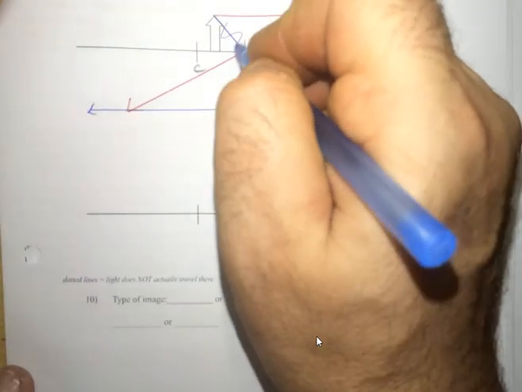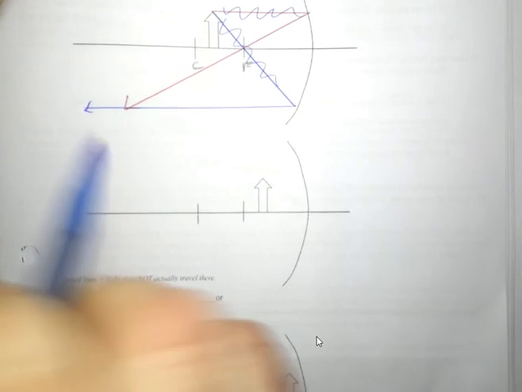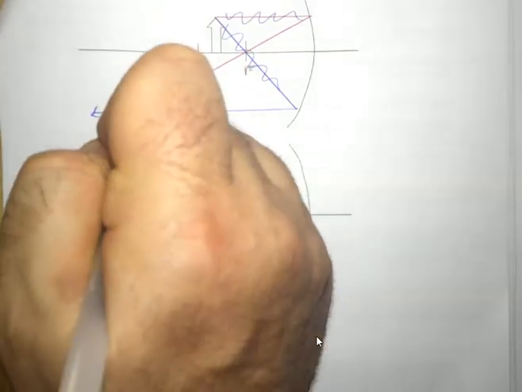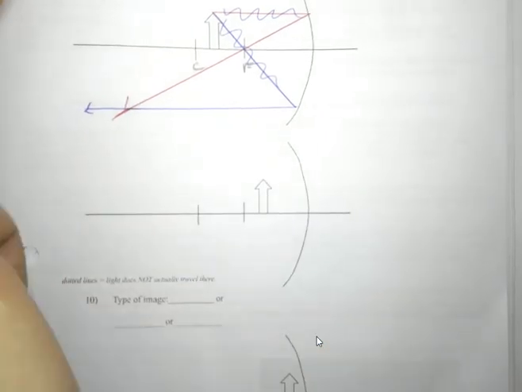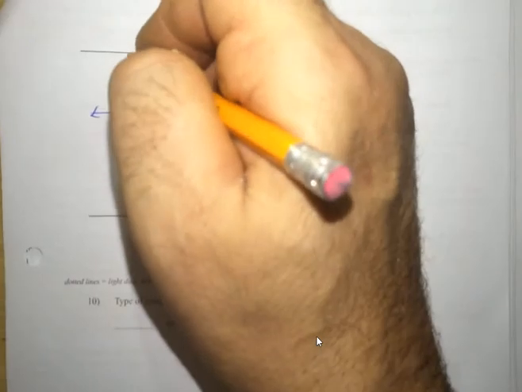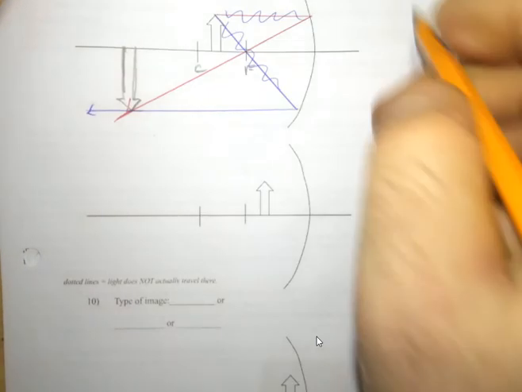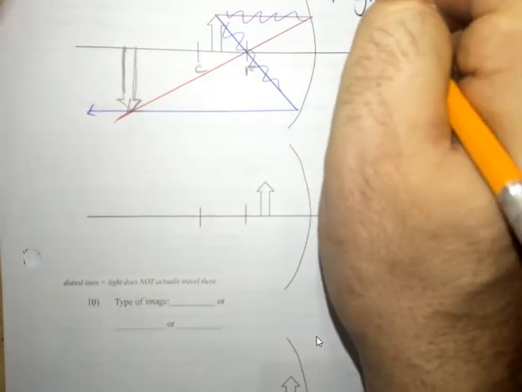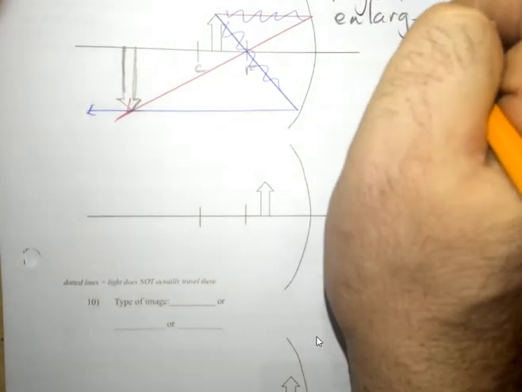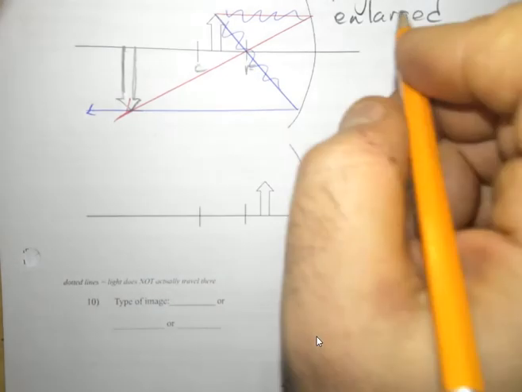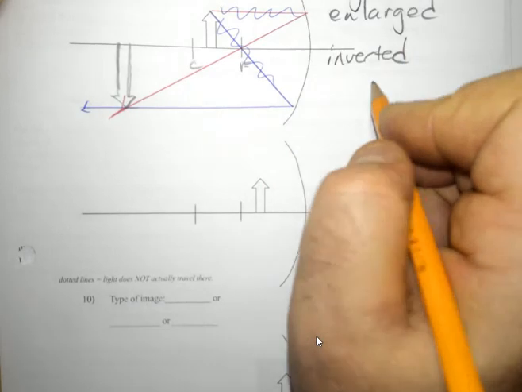Scribble out the incoming rays. And the crisscross is way over here, way down there. So the image is really big. We call that magnified. Magnified. You might also see the word enlarged. It is still inverted or upside down. It is still real.